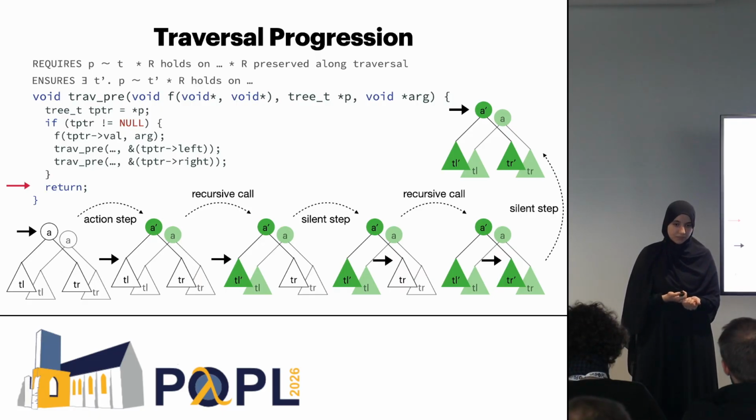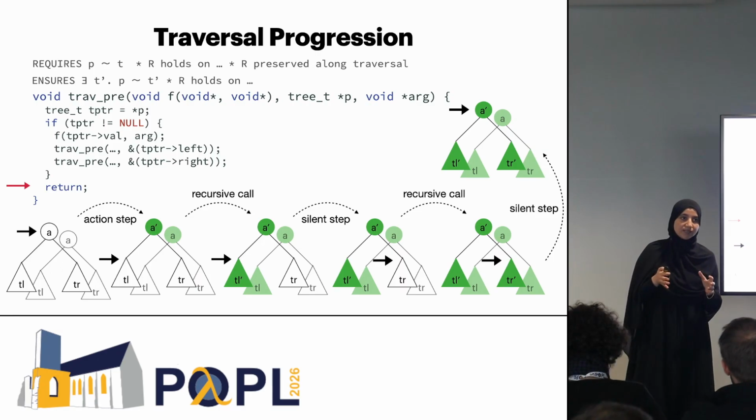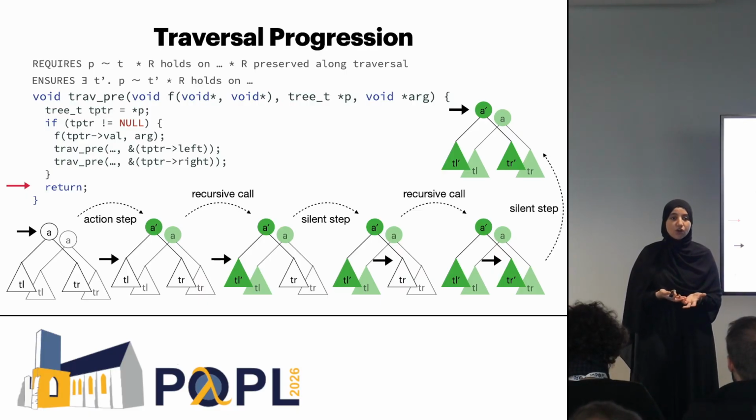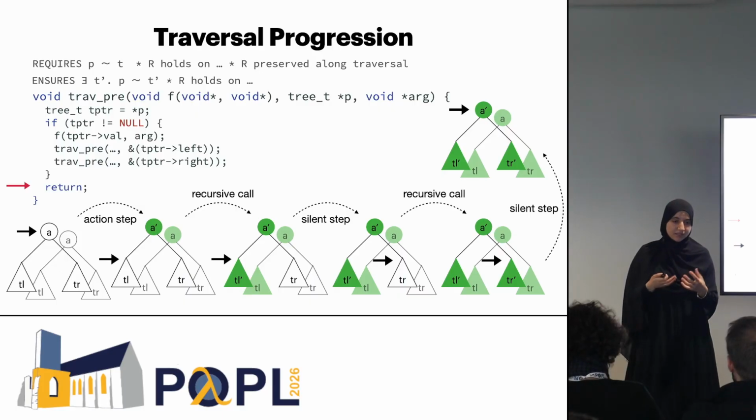And the key insight here is that the traversal state progresses in one of two ways. Either it's at a point where the function f is about to be applied to a node, and this is what we call action points, and these kinds of steps we call action steps, or it's just moving the focus in the traversal state to some other subtree. So without getting into too much detail, we define these three primitives: action points, action steps, and silent steps.